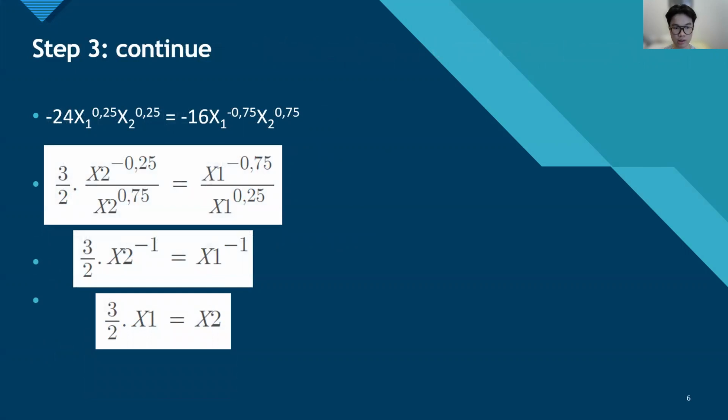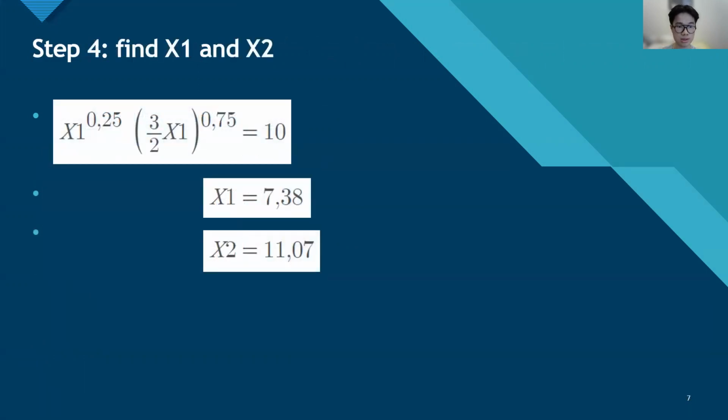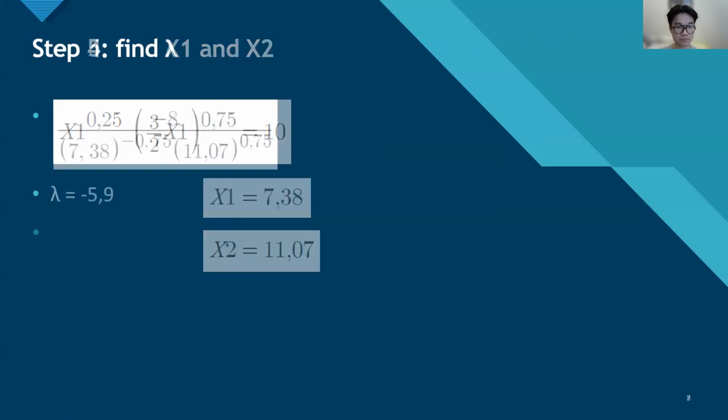Okay, and then once we found the equation for both lambdas, we equate them together, which gives us a new function, and then I do simple cross multiplication. Then the end result is x2 = 3/2 x1. Now we found x2 is equal to 3/2 x1, and then we substitute it into the original equation, x1^0.25 and then this should be x2. Since we already know x2, we substitute it with 3/2 x1, and with simple algebra I get x1 = 7.38 and x2 = 11.07.